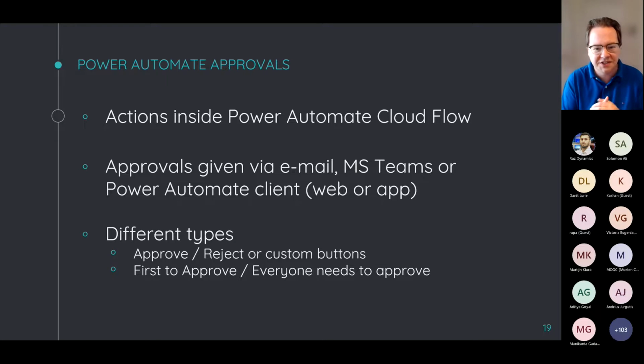You can use it, of course, standalone in the cloud flow. There's an approval app inside Microsoft Teams. You can use email notifications to get the approvals or actually give the approvals. There are different types of approvals. There's the basic approve, reject approval, which is the easiest to use. But you can also define your own custom buttons and even create four types of answers. And that's something that you can build yourself.